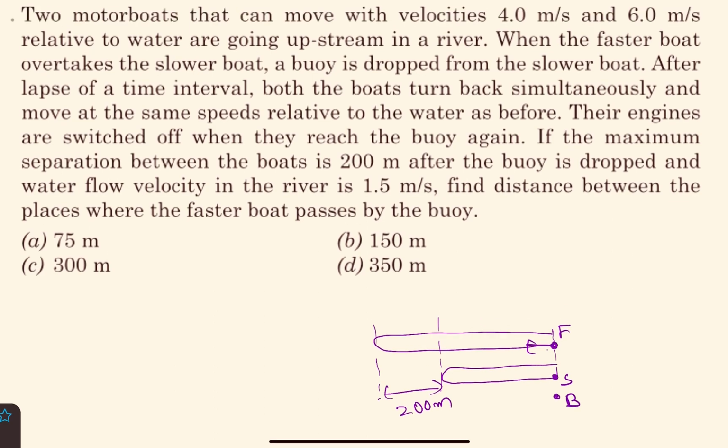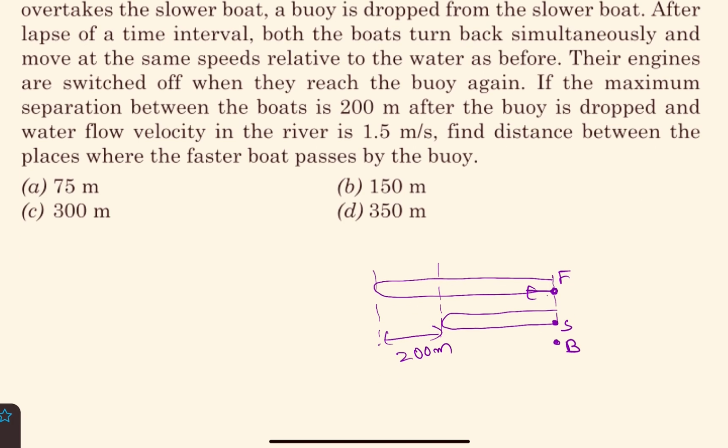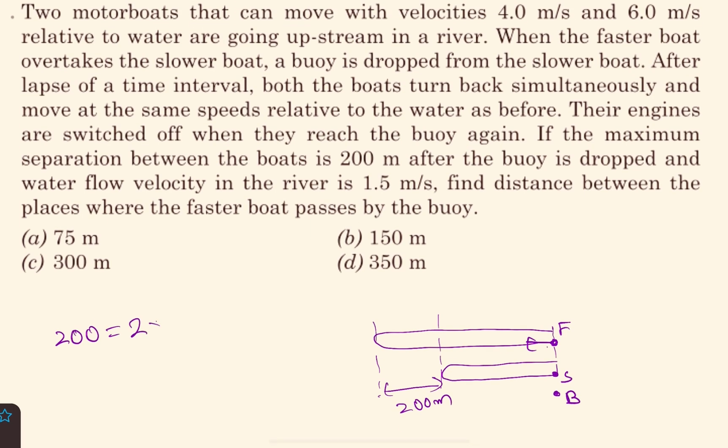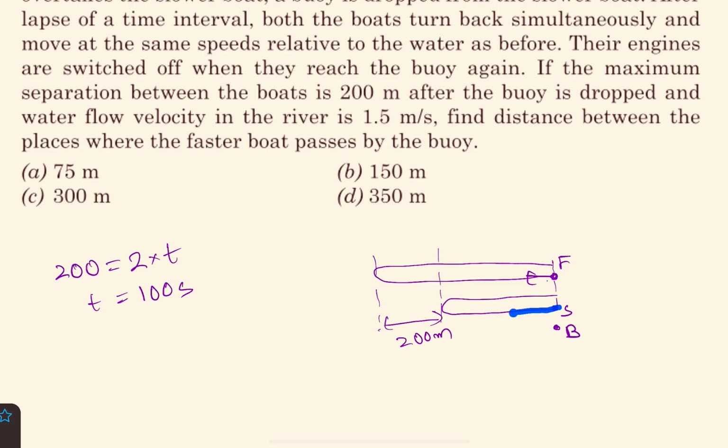Now we can see that the faster one is moving at 6 and the slower one at 4. So in the frame of the river we are seeing everything. The maximum separation which is given to us, we can write that 200 as relative velocity, which would be 2, into time taken t. So that gives us 100 seconds. So for 100 seconds these two boats go forward, and at this instant you have the maximum separation, and then in the next 100 seconds they turn back and return to their original position with respect to water.